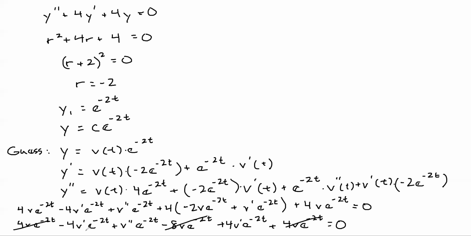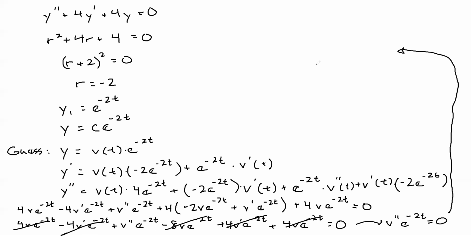And we also have a negative 4v prime, positive 4v prime. Those will cancel. And so what pops out of this? v double prime e to the negative 2t equals 0. And let's just stay on this page just to keep it all condensed. So what does that mean? So we've got v double prime e to the negative 2t equals 0.